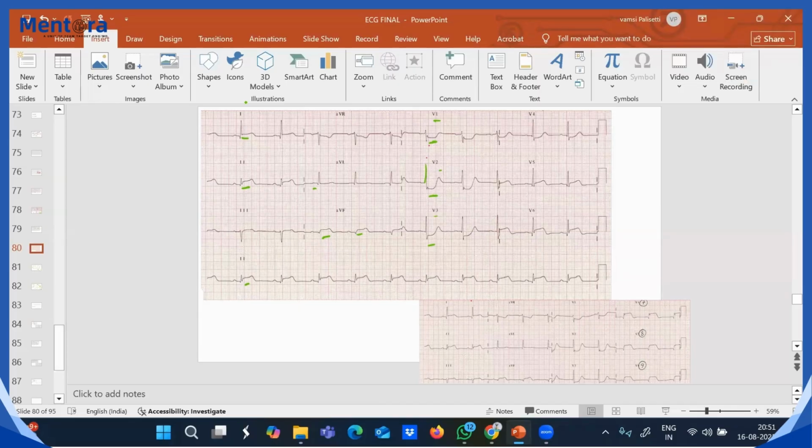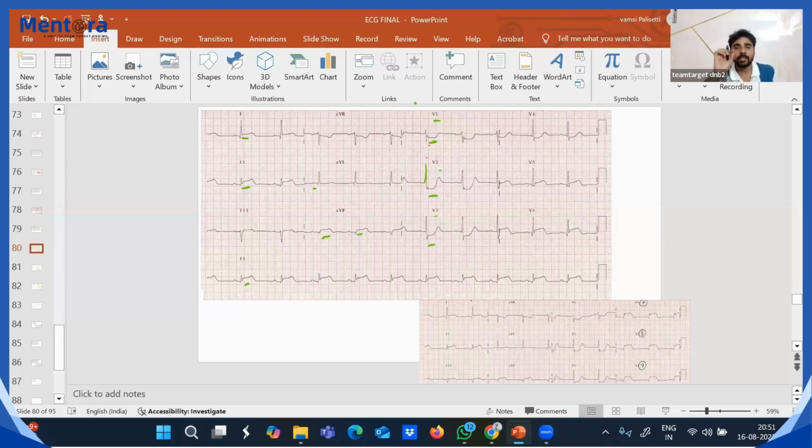Yes, sir. So normally when you go from V1 to V6, your R wave will increase slowly. From V1 a small R is there, then V2 small, and it will increase slowly. So in V1, V2 you won't see tall R waves. If you are seeing R waves, definitely you have to suspect posterior wall MI. The important question they're asking is how do you suspect posterior wall MI in a normal 12 lead ECG?